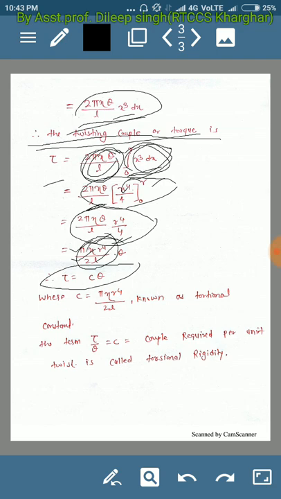So we can write another term, c into theta, and this c, which is pi eta r raised to 4 divided by 2L, is known as the torsional constant. So the term tau by theta is equal to c, which is the couple required per unit twist. It's called torsional rigidity. So this is the derivation.